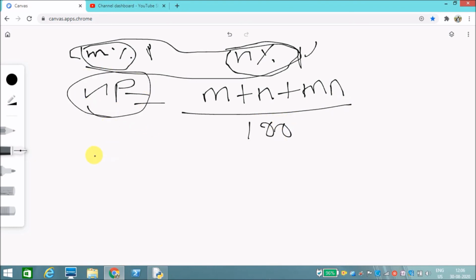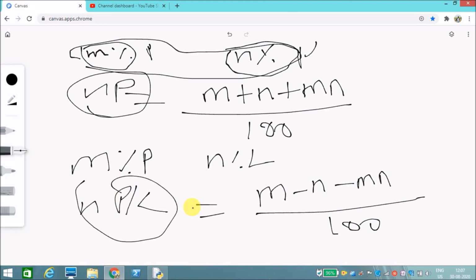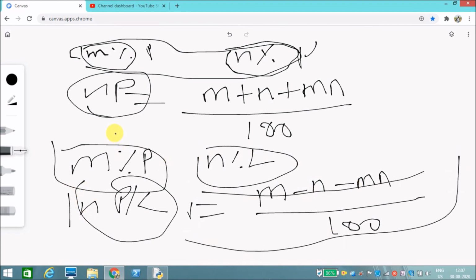Likewise, for example, when you sell the first product you get m percentage profit, and when you sell the other product you get n percentage of loss. Then how can we find the net profit or loss? It can be found using m minus n minus mn divided by 100, which will give the net profit or loss. When one product gets profit and another gets loss, you can find net profit using this formula. These are all the profit and loss tricks and formulas.